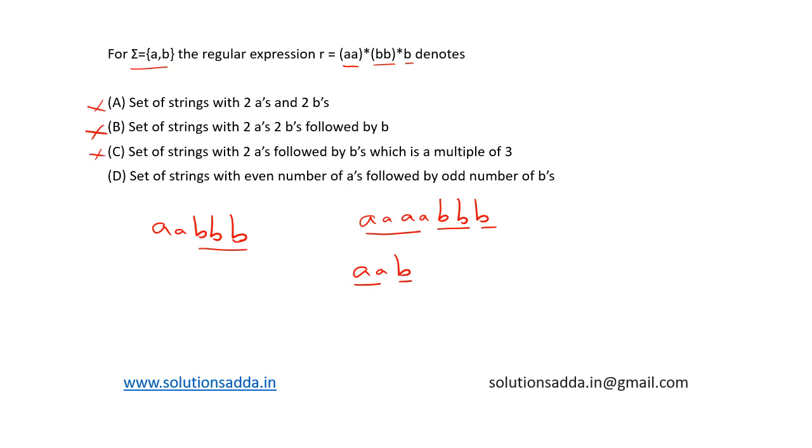Let's see option D. Set of strings with even number of a's followed by odd number of b's. Yes, this is the correct option because here we can generate even number of a's followed by odd number of b's, because in the end there is always one odd b. Here it is generating even number of b's. So ultimately b's would be odd and a's would be even. So option D is the correct answer here.